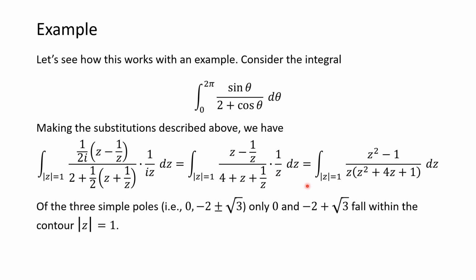And we still have the 1 over z. So we notice that we have 3 poles, 1 and 0, and then if we use the quadratic formula, we have a pole at minus 2 plus or minus the square root of 3. However, we're taking the integral over the modulus of z equals 1, so only 0 and minus 2 plus the square root of 3 fall within this contour. All right, so we need to continue on the next slide using residues to evaluate the function at these two singularities.